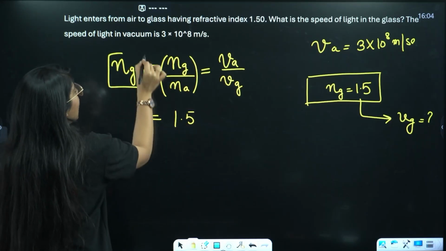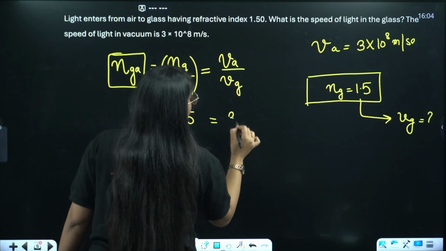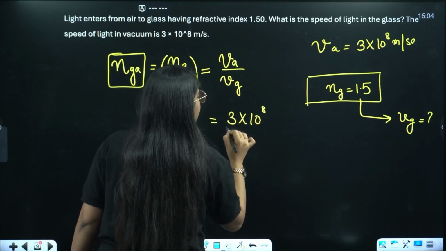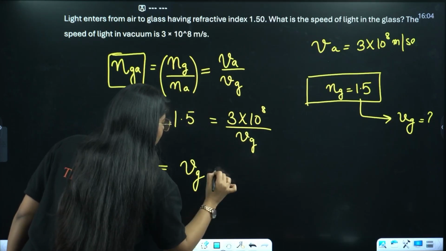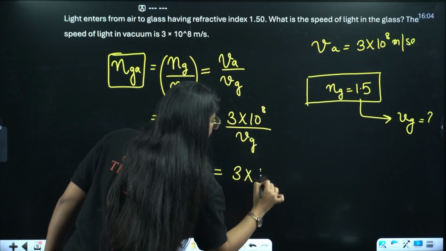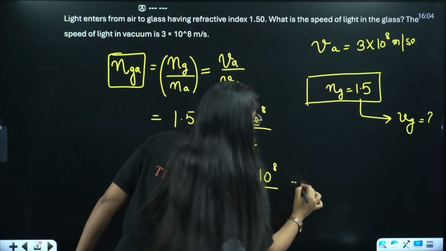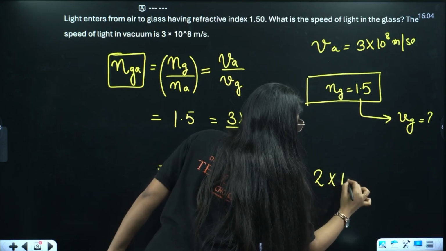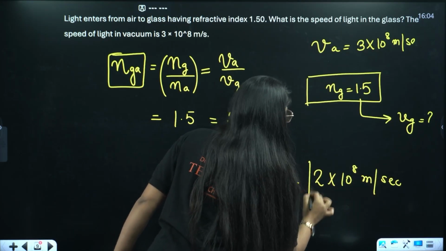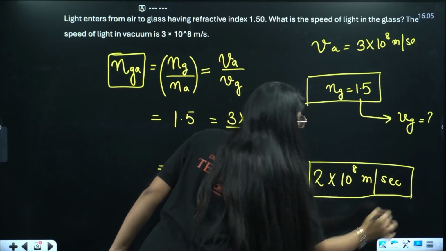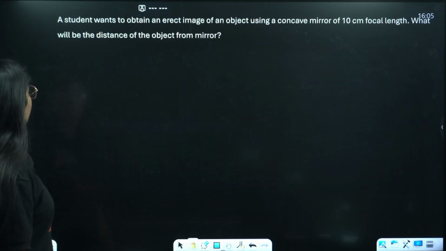We are given Ng with respect to Na, equals 3 into 10 raised to power 8 divided by Vg, and from here we can easily get the velocity of light in glass. So from here we'll get 2 into 10 raised to power 8 meters per second. This is the velocity of light inside a glass. Understood? Very easy. Okay, moving on.